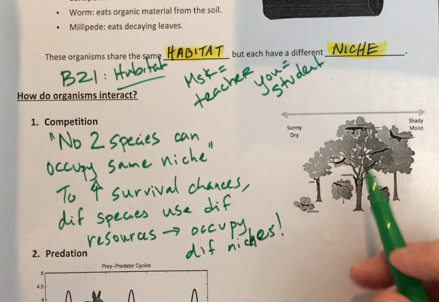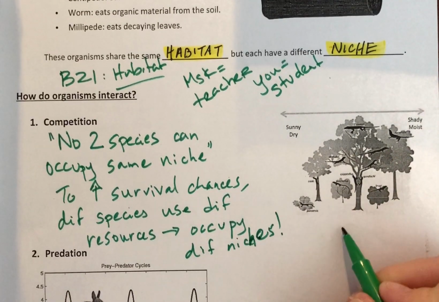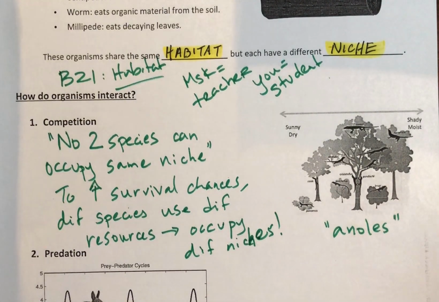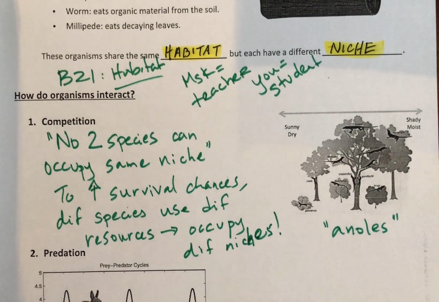Okay, now, really good example of this is the anoles. Now, some of you may be like, what's an anole? Nobody ever told me what that was. Where did I see it at the zoo once? I don't know. Hang on. An anole's a type of lizard.